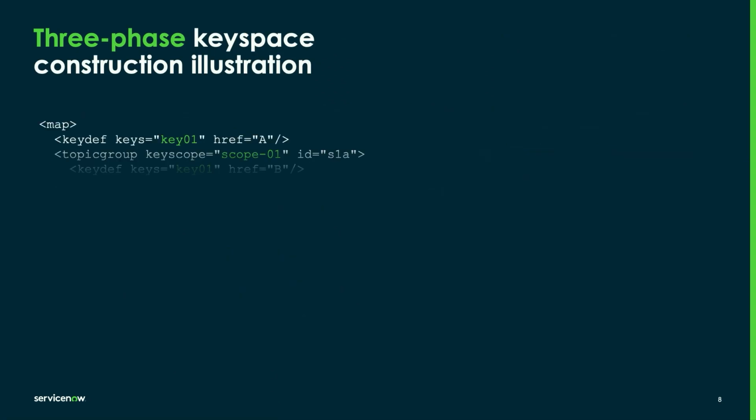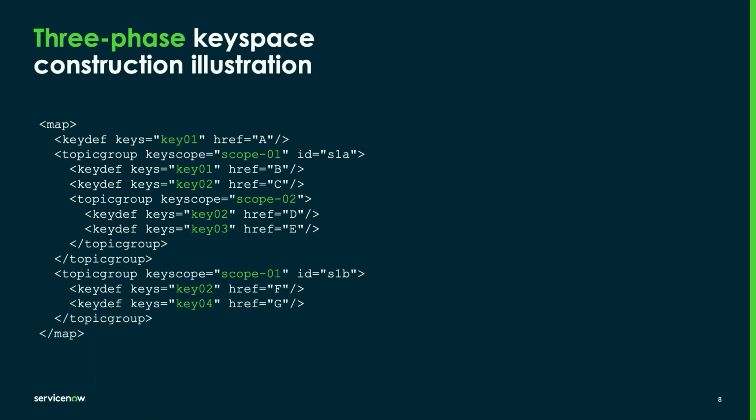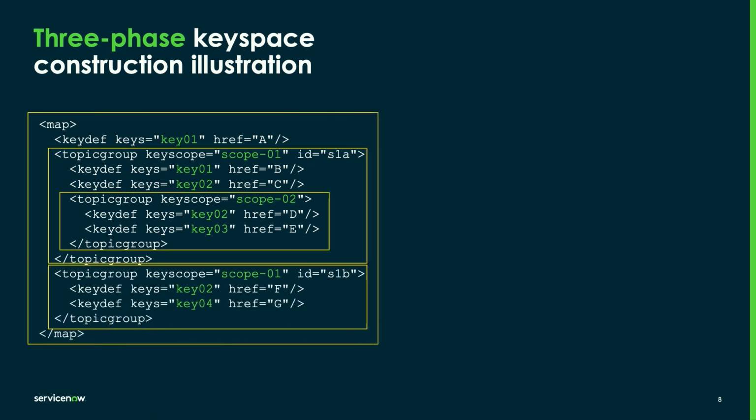All right, so let's see how this works. So I have a map. It has some key scopes.